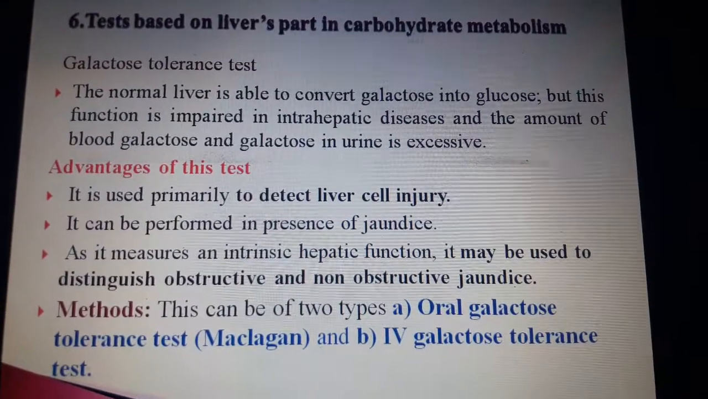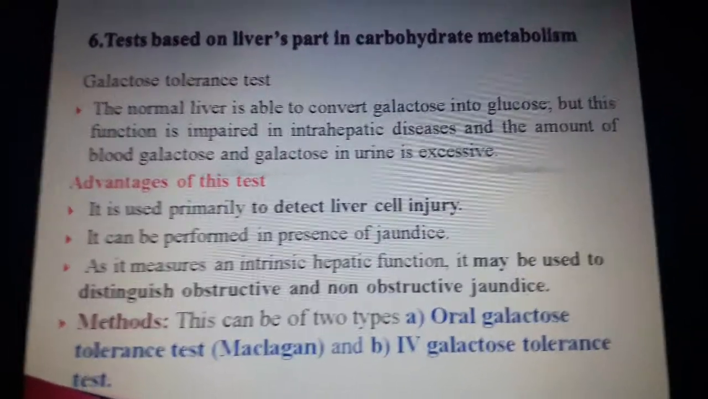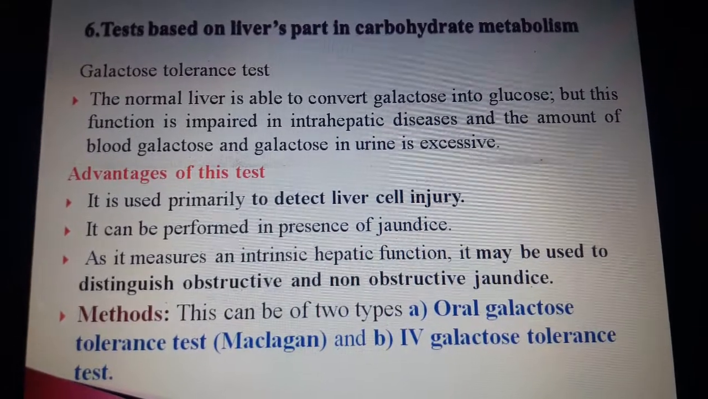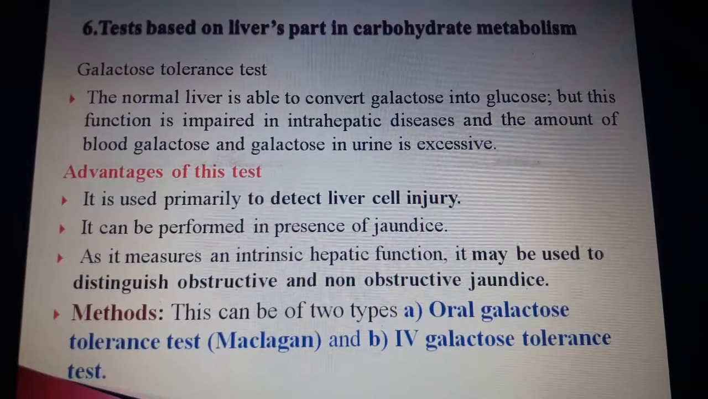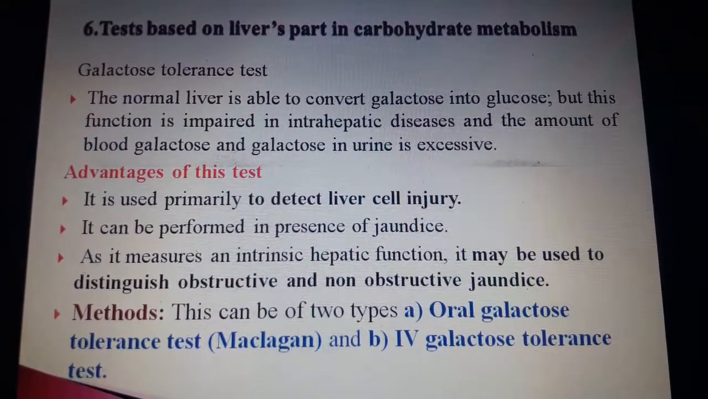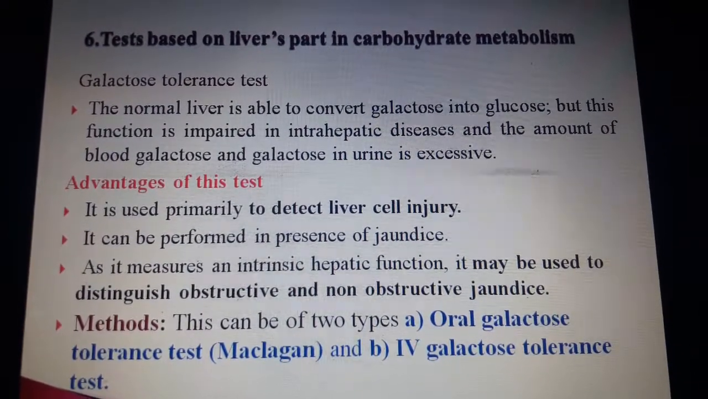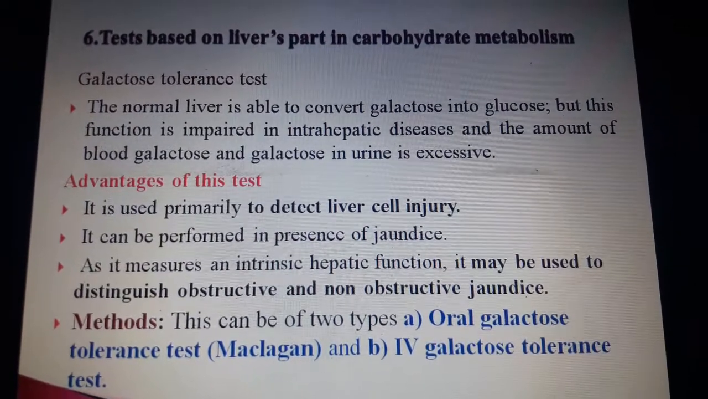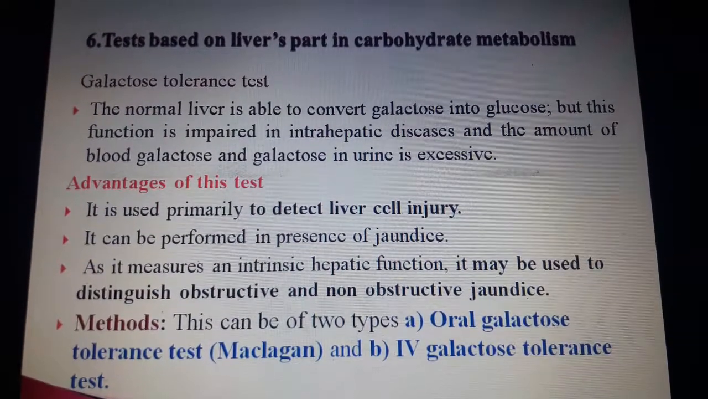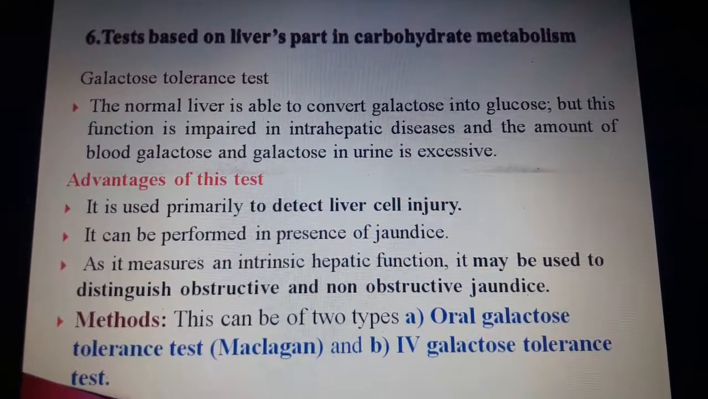Then the last one, test based on liver and carbohydrate metabolism. Galactose tolerance test. The normal liver is able to convert galactose into glucose, but this function is impaired in intrahepatic diseases, and the amount of blood galactose and galactose in urine is excessive.